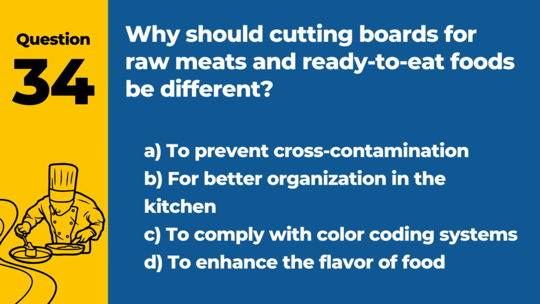Question 34. Why should cutting boards for raw meats and ready-to-eat foods be different? A. To prevent cross-contamination. B. For better organization in the kitchen. C. To comply with color coding systems. D. To enhance the flavor of food. Answer: A. To prevent cross-contamination. Using different cutting boards for raw meats and ready-to-eat foods is important to prevent cross-contamination.